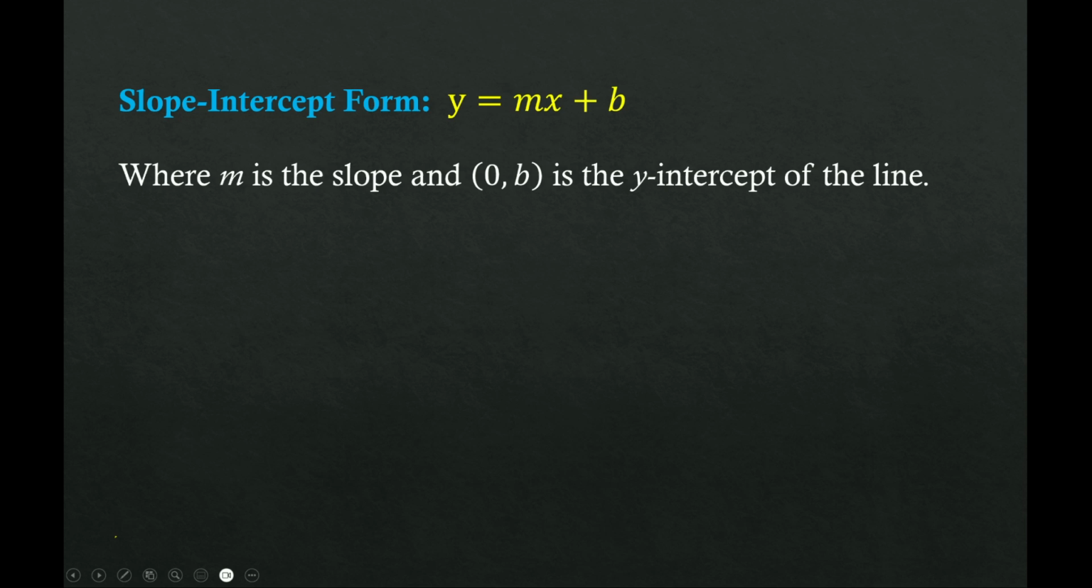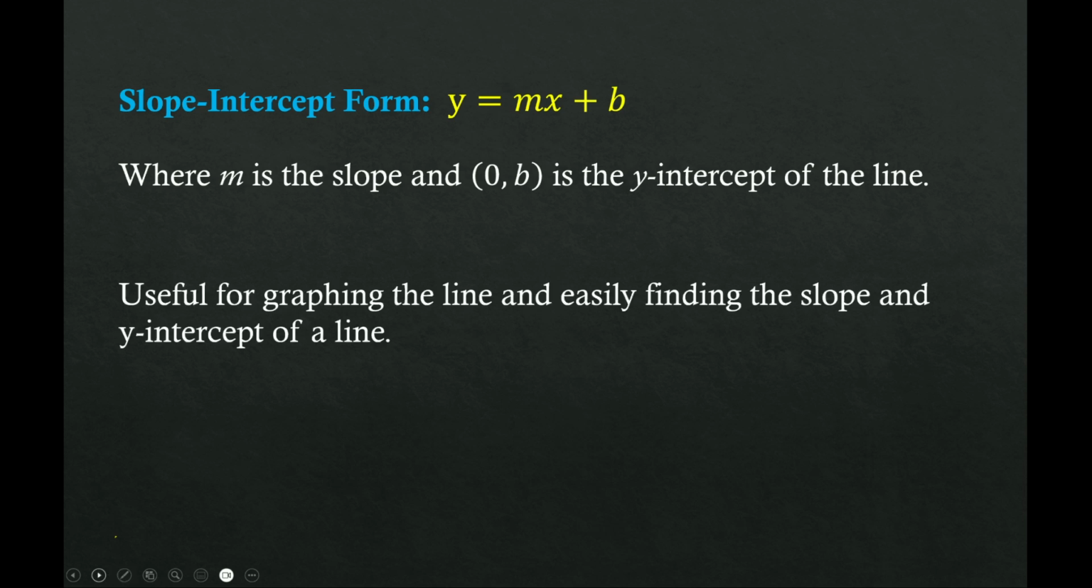So the y-intercept is 0, b. This is where the line crosses the y-axis. This is useful for graphing the line and easily finding the slope and the y-intercept of the line.